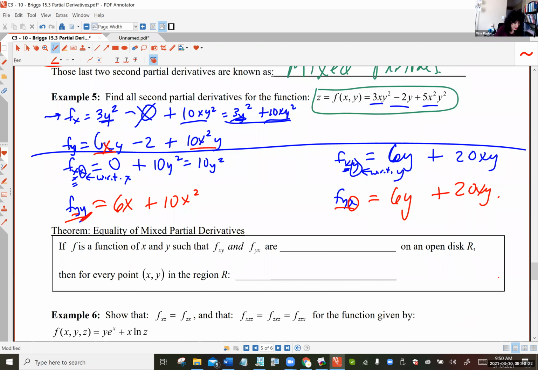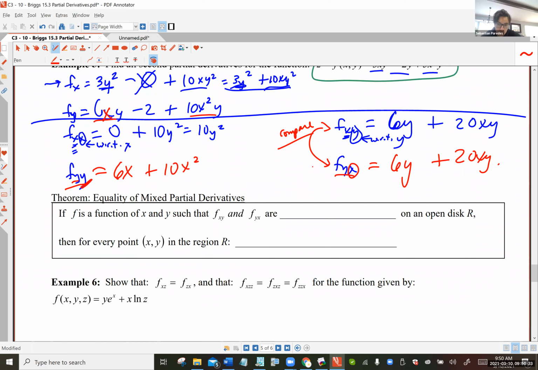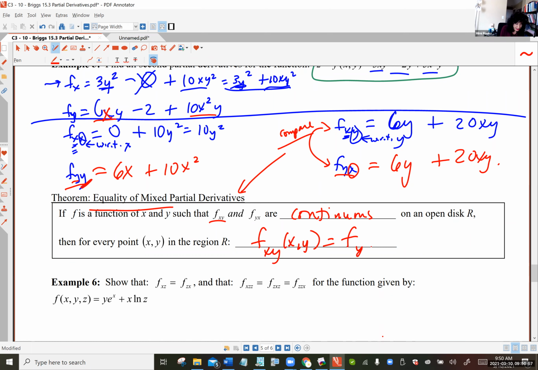Now, I want you to just notice something here. When you compare the mixed partials with each other, the fxy with the fyx, what do you notice? They're the same. Is that always the case? It is if you have a certain condition, which leads us to this theorem, equality of mixed partial derivatives. If you have a function of x and y such that fxy and fyx are both continuous on some open disk R, then for every point in that region R, fxy is a function that will exactly match the fyx function. Pretty cool, huh?